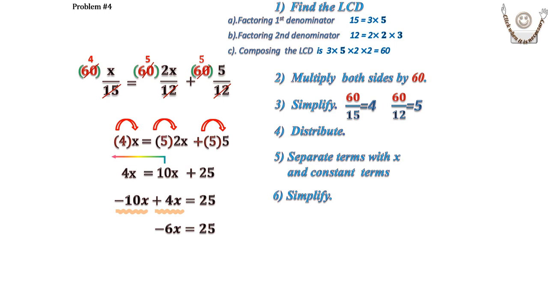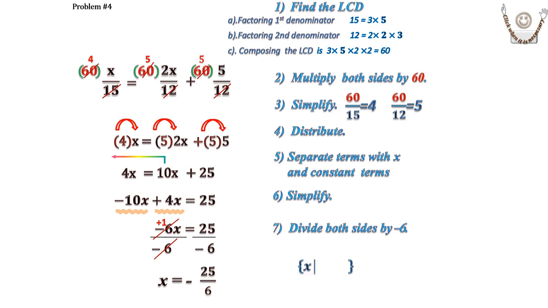But we are looking for positive 1x, so we have to divide both sides by negative 6. Negative 6 over negative 6 would be just x, or 1x, equal to negative 25 over 6, or we can show it as negative 4 and 1/6. Or we can show it as a dot on the real number line if you want.